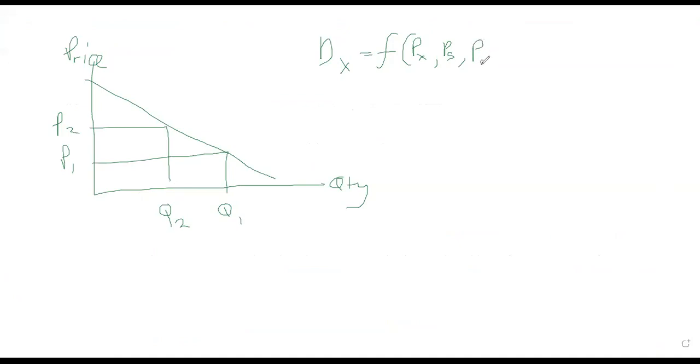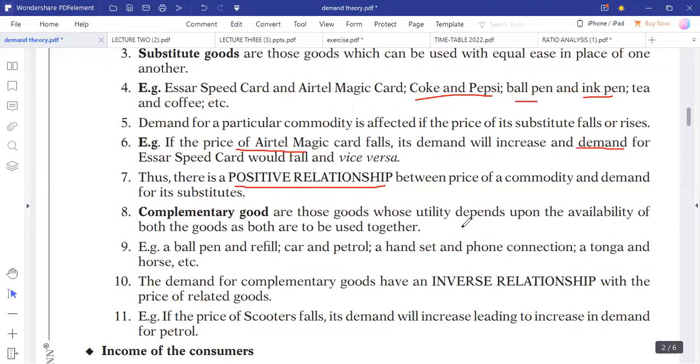The price of a complementary good. And what is a complementary good? A complementary good is simply a good whose utility depends upon the availability of both goods. You can't use one good without the other. For instance, a ball pen and ink, a car and petrol, right? A phone and SIM card. So these ones move hand in hand, they're complementary. So these ones have an inverse relationship.